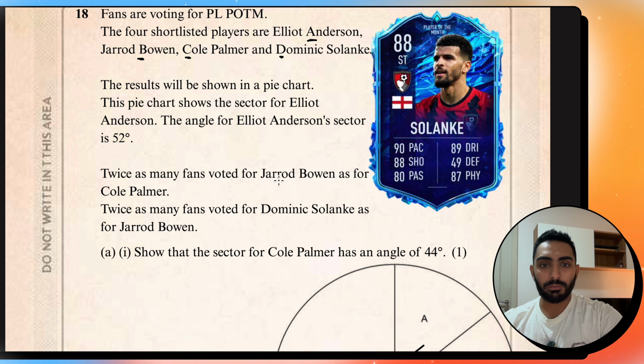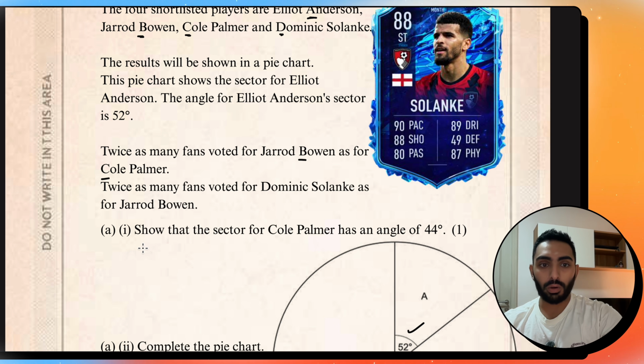Twice as many fans vote for Jared Bowen as for Cole Palmer. Let's write that as a ratio. We've got Bowen to Cole, and we know that double the amount of fans voted for Bowen than Cole. That means Bowen will be twice as much as Cole. Twice as many fans voted for Dominic Solanke as Bowen. We've also got D here, and Dominic is double what Bowen would be. That means it would be 4 parts.